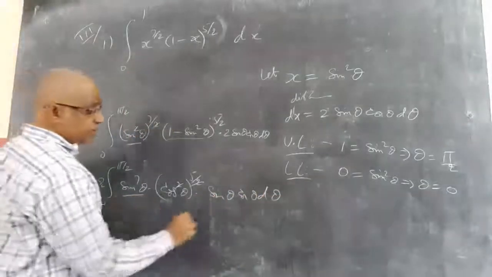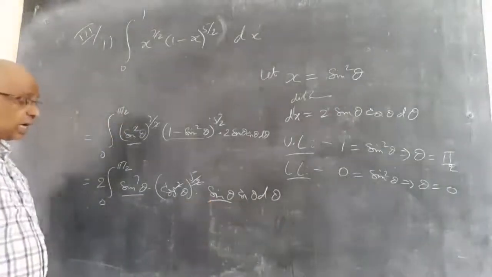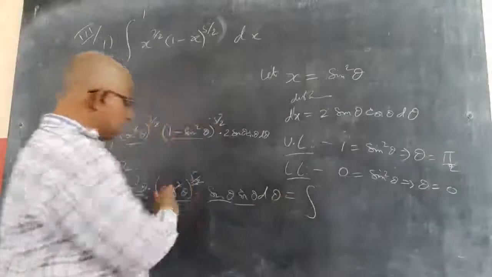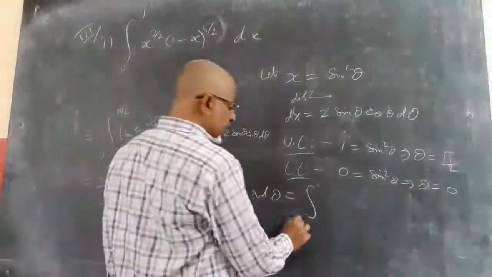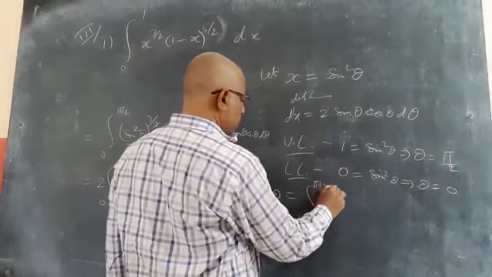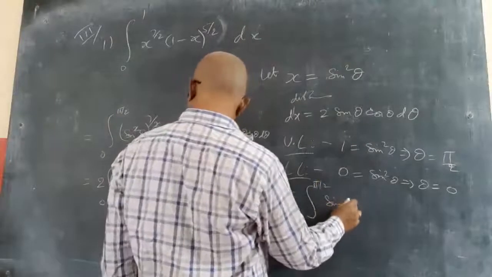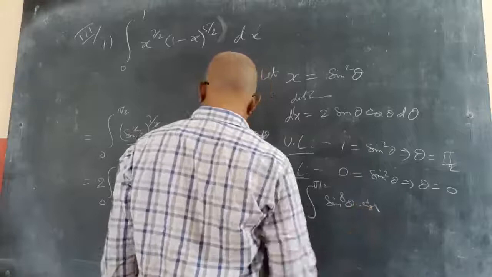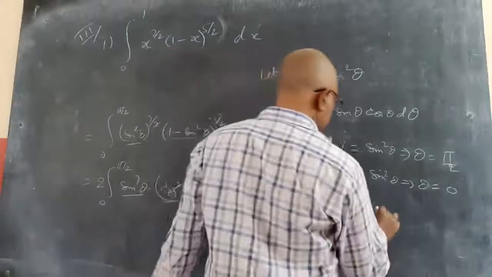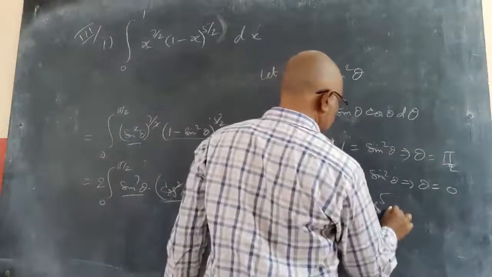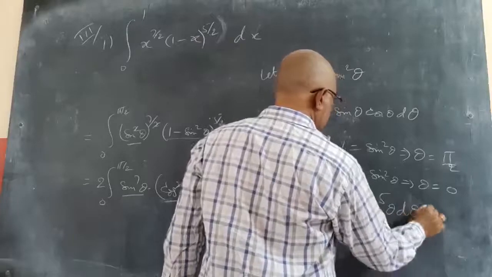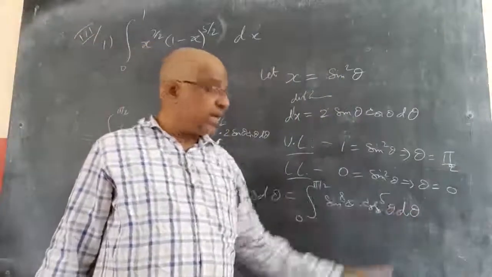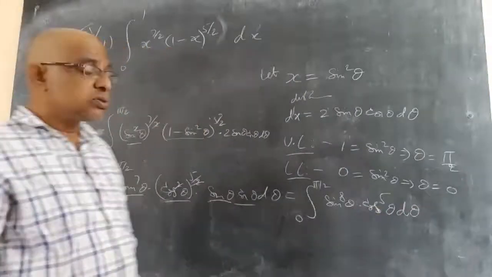This is sin power 7 into sin power 8 theta, cos power 5 into cos power 6 theta. So it becomes integral of 0 to pi by 2 sin power 8 theta into cos power 5 theta into cos power 3 theta. Now this is in the form of sin power m into cos power n, where n is odd. So what happens?